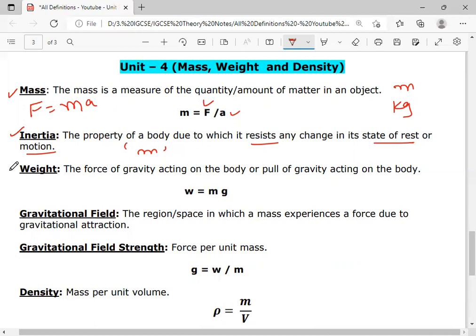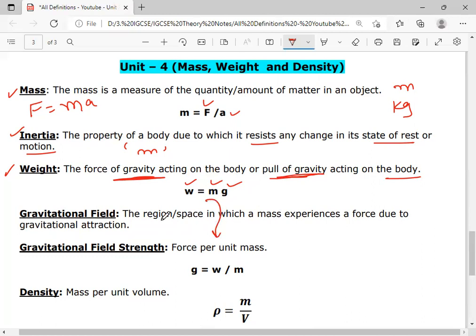Then here comes another very important definition, and the definition is related with the term weight. The force of gravity, that means the force of earth acting on the body, or the pull of gravity acting on the body, is called weight. And the formula of weight is W equals mg. W stands for weight, m stands for mass, and g stands for gravitational field strength or gravitational acceleration as well.